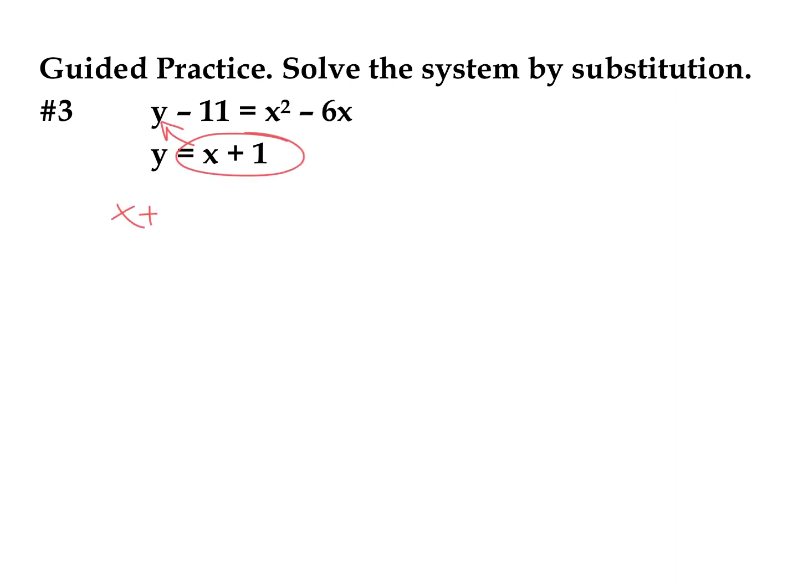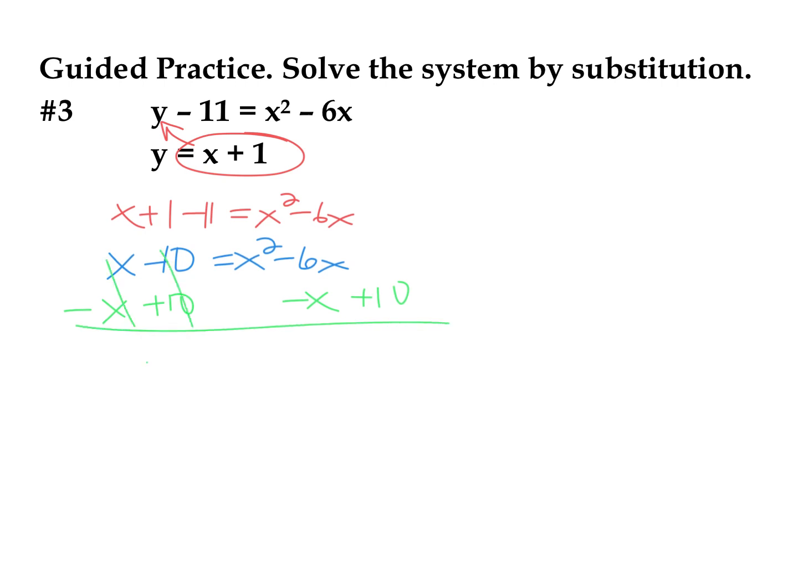So I'm going to have x plus 1 minus 11, because that doesn't change, equals x squared minus 6x. And now I want to simplify this. X minus 10 equals x squared minus 6x. And now to solve this, I want to get it set equal to 0. So I'm going to subtract x and add 10. Those cancel. I'm going to get 0 equals x squared minus 7x plus 10. And so now I can factor this. I'd have 0 equals, in my factors, numbers that multiply to give me 10 and add up to negative 7 are going to be negative 5 and negative 2, which I can take both of equal to 0.